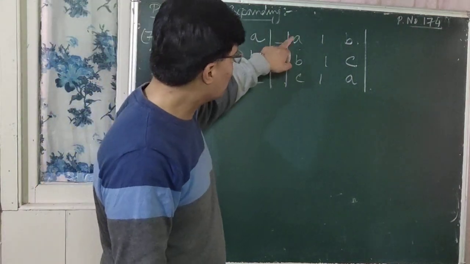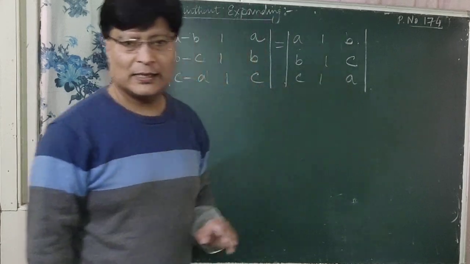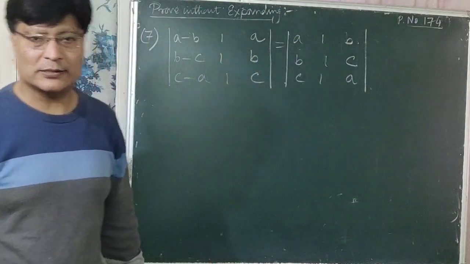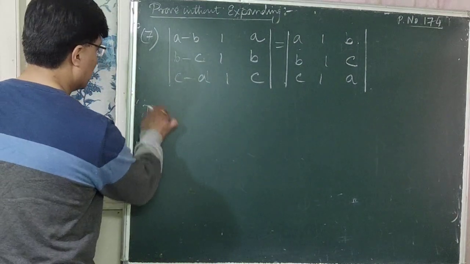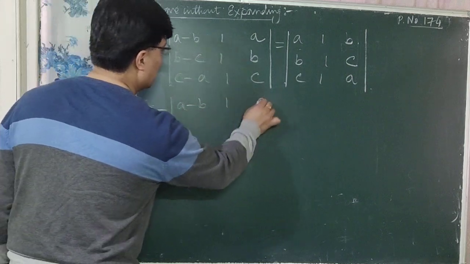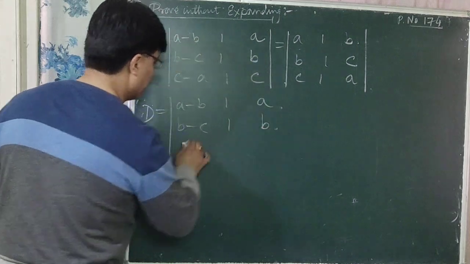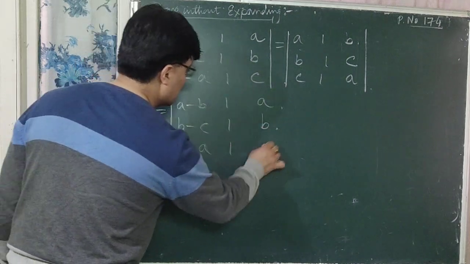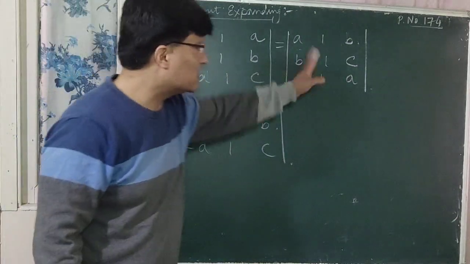Now here you have to prove first column A, B, C, second column 1, 1, 1, third column is B, C, A. You have to prove LHS is equal to RHS. So let us prove it now without expanding. Okay. So write down D is equal to left hand side: A minus B, 1, A; B minus C, 1, B; C minus A, 1, C. Okay. But you have to prove this result.